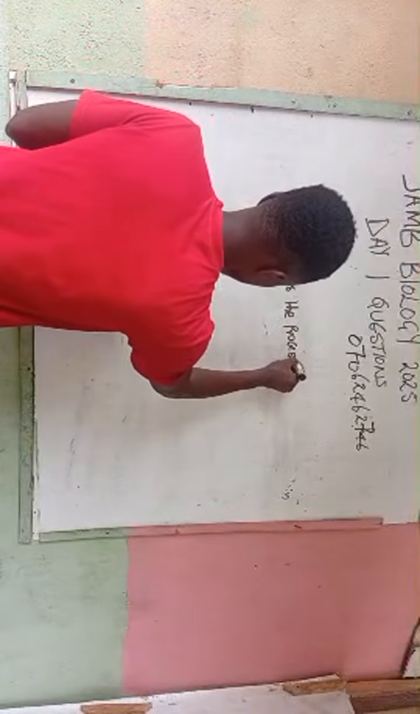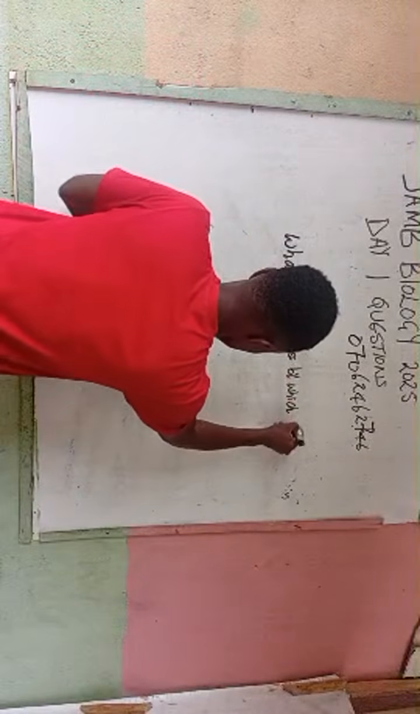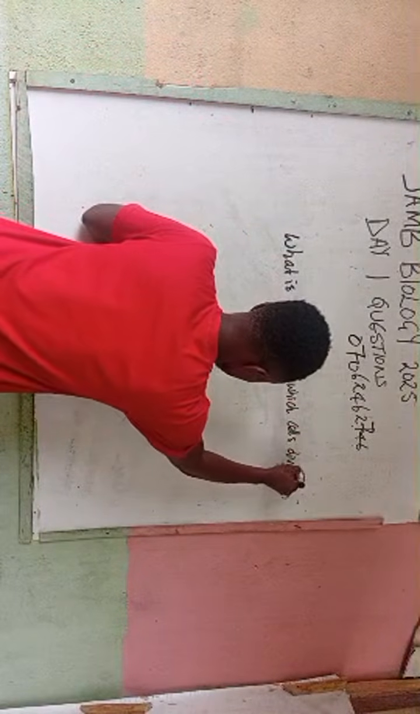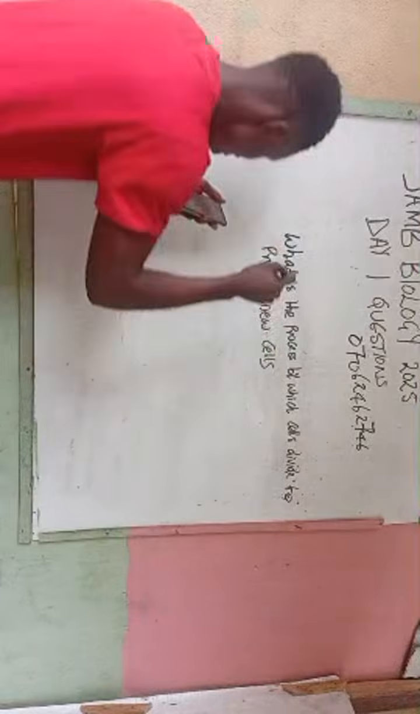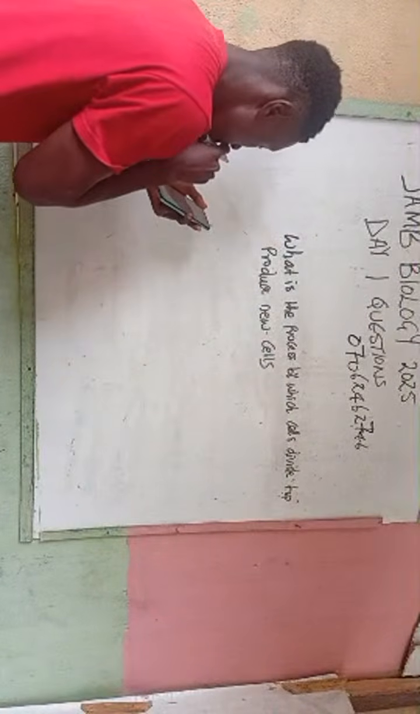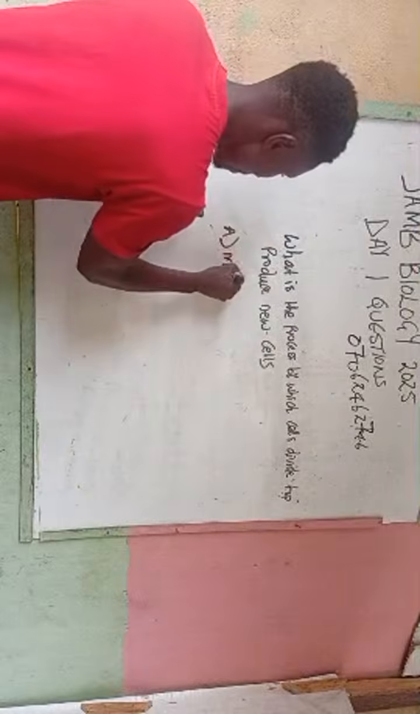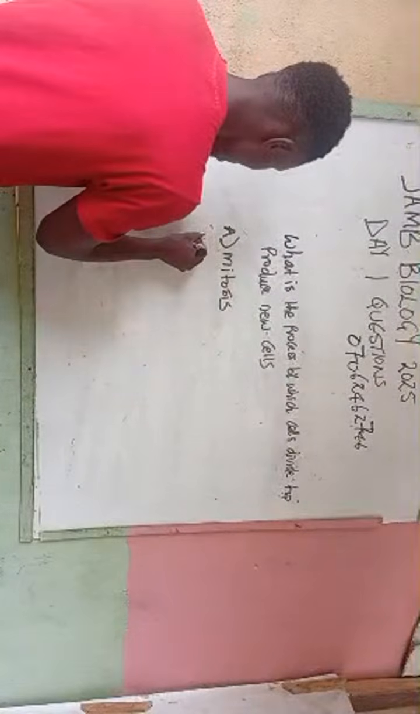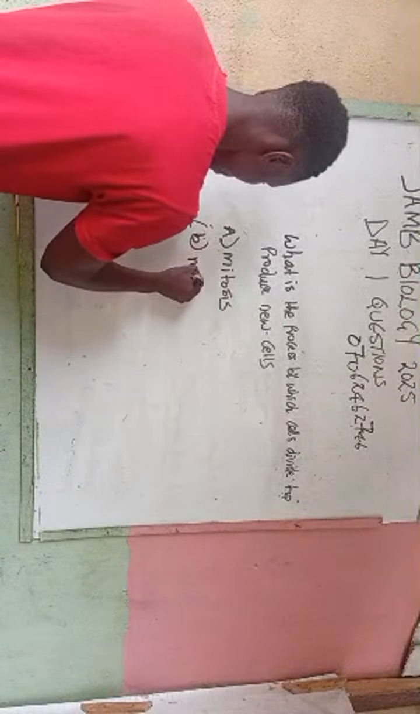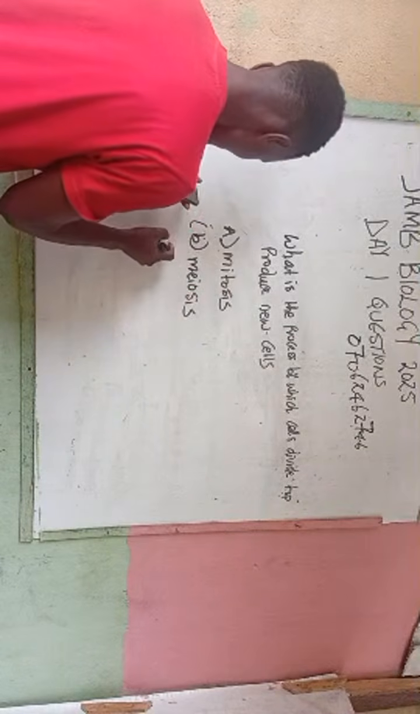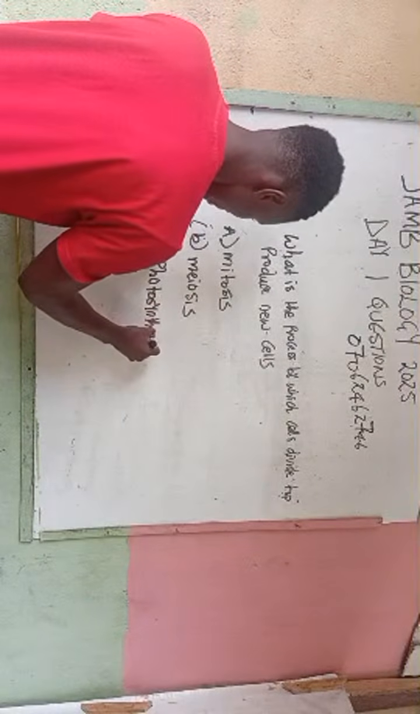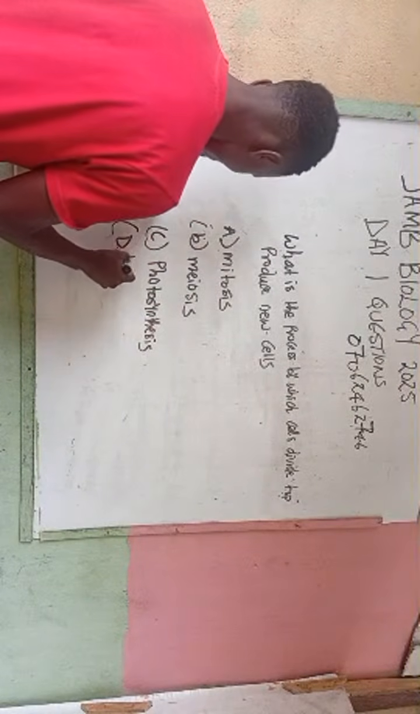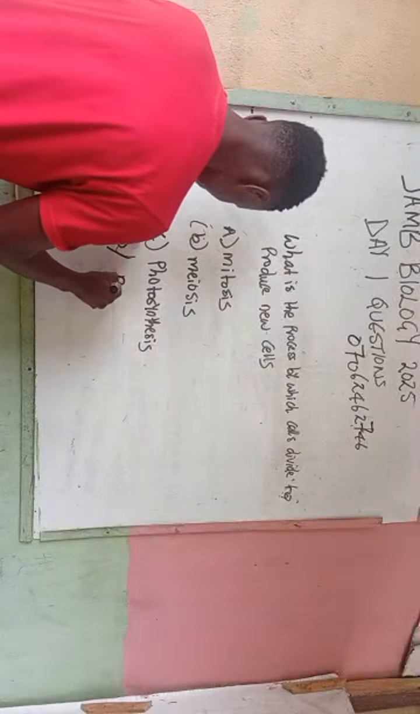What is the process by which cells divide to produce new cells? That means cells divide to produce new cells. A, we have mitosis. B, we have meiosis. C, we have photosynthesis. And D, we have respiration.